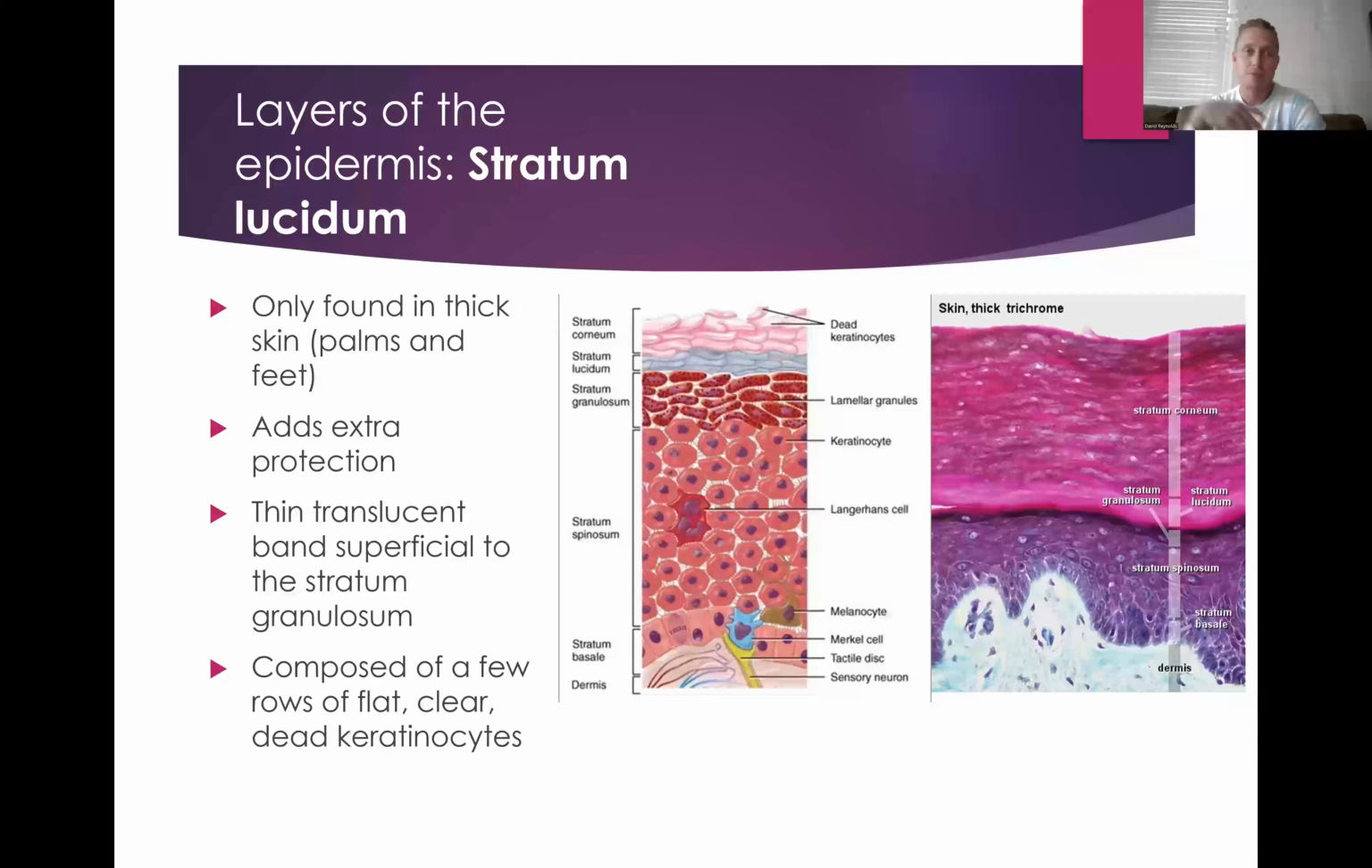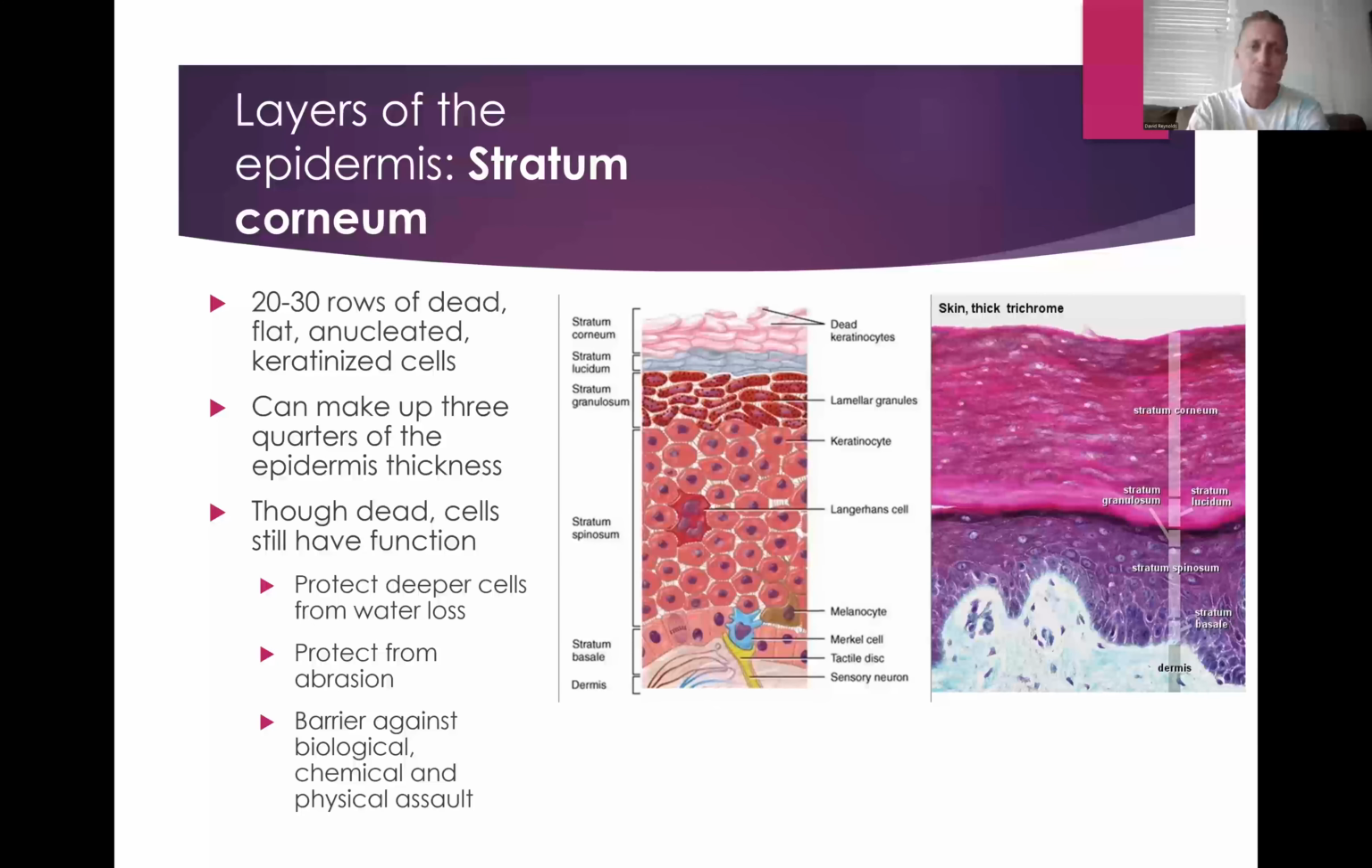All right, next we have the stratum lucidum. This one is kind of the special one. We only see this in our hands and feet, really. This is where you can find it in really thick skin, usually calloused skin. This is just adding an extra layer of protection. So it gets this name because it's a part of the stratum corneum that is clear when looking at it under a microscope. And you can see it right here. You can see how these cells are much clearer than the cells above it. It's only a few rows thick, but it does add that extra protection. That's why we have this in those very thick skin areas.